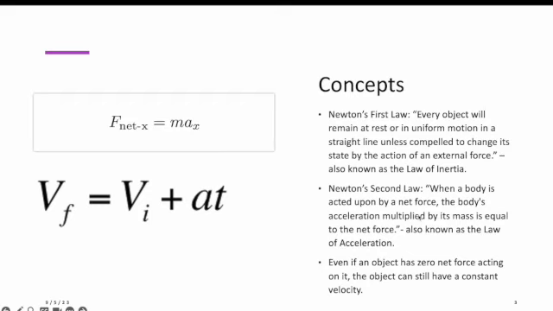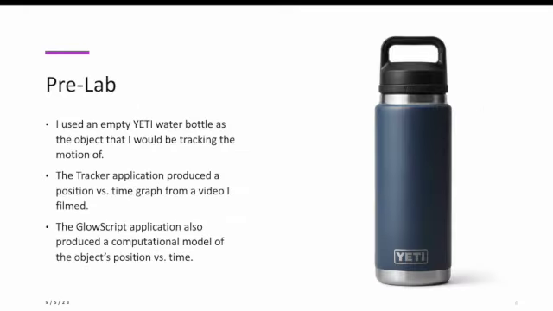Newton's second law is that force is equal to mass multiplied by acceleration. Once again, an important concept here is that even though the object is still moving, it's moving at a constant velocity, which means that it has an F net of 0.